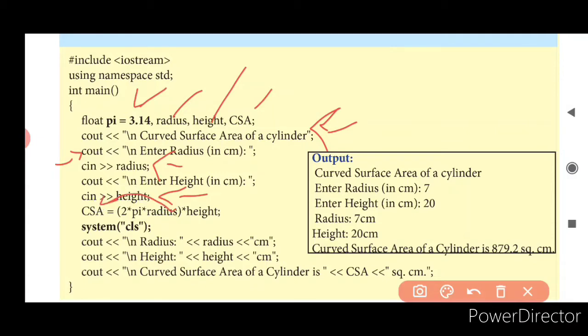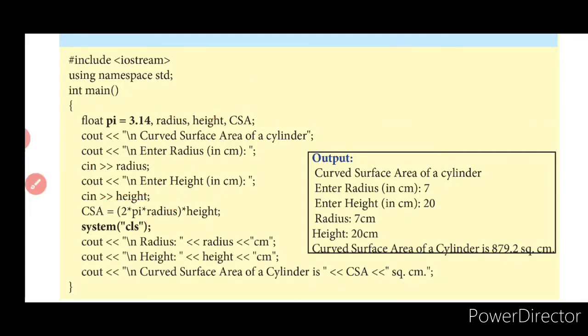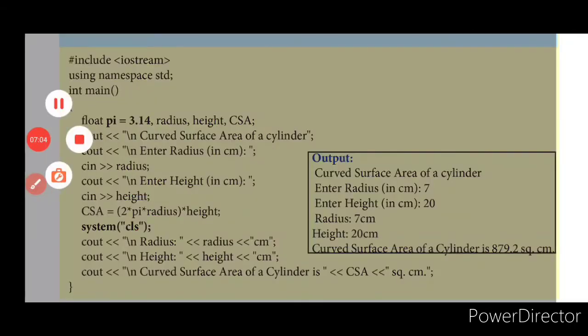This is clear screen. Next, what do you have? You have cout radius. This will be printed as it is, and the value of radius, whatever value of radius we obtained, will be printed. And height, whatever value we obtained, will be printed. Curved surface area, the value that is multiplied will be printed, and square meter will be printed as it is. Yes, shall we relate this with our output now? Yes, have a look.